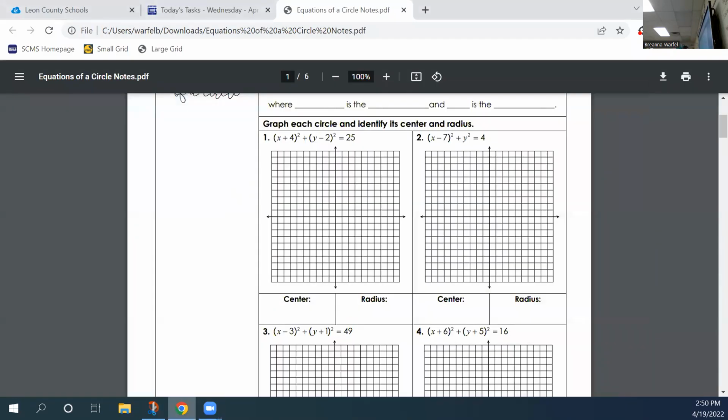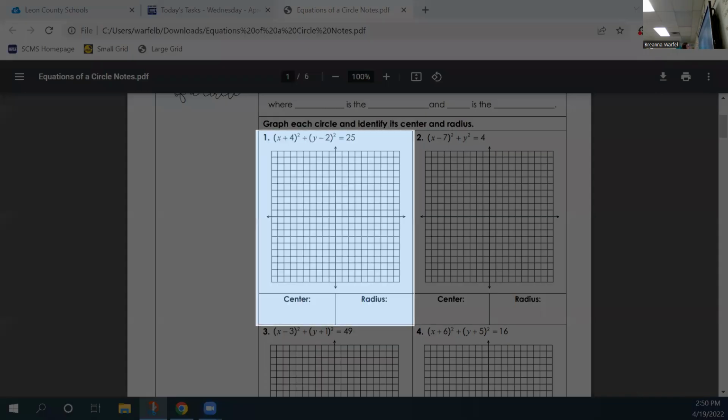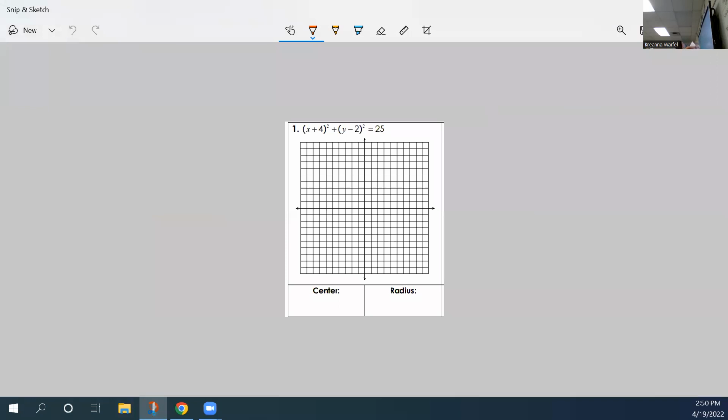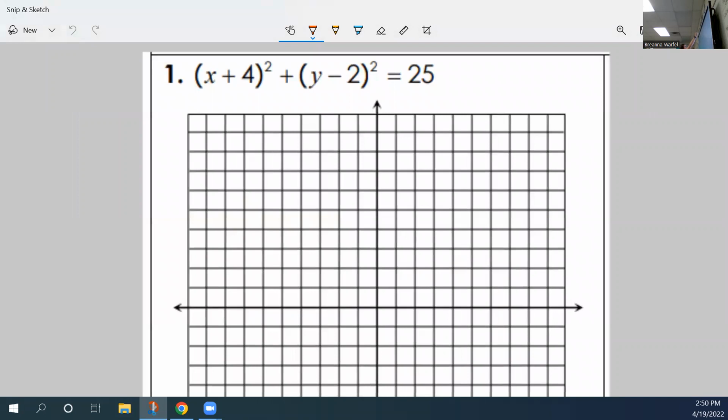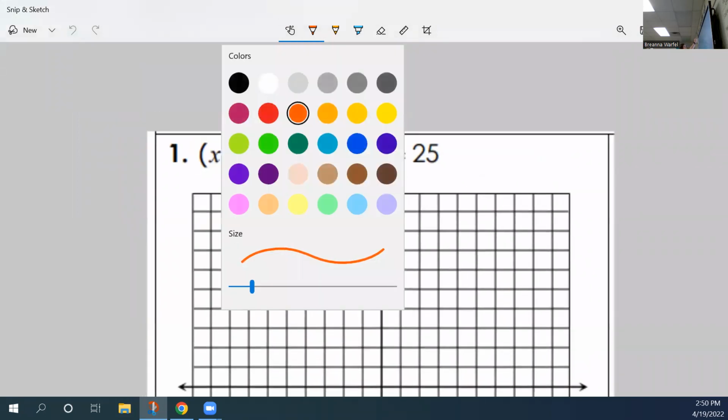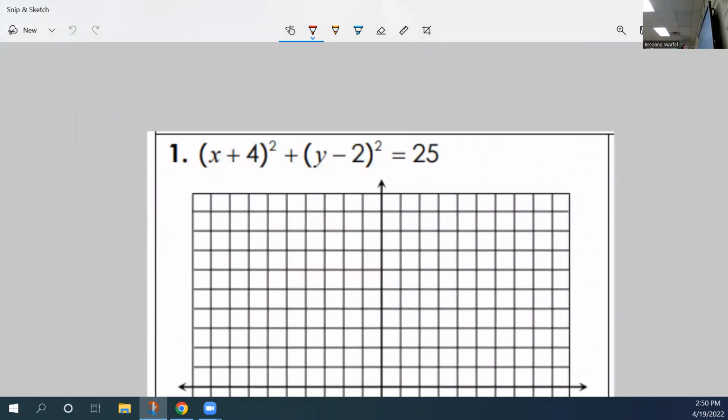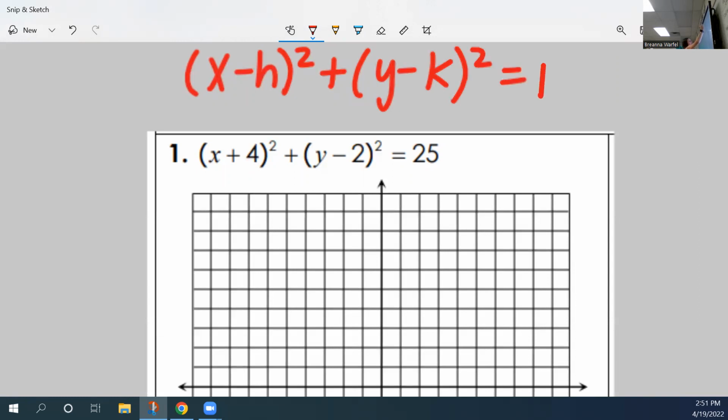So let's go down and look at number 1. We're trying to graph these circles. It gives you this equation: x plus 4 squared plus y minus 2 squared is all equal to 25. If you go back up to the top, the standard form is x minus h squared plus y minus k squared is all equal to r squared.